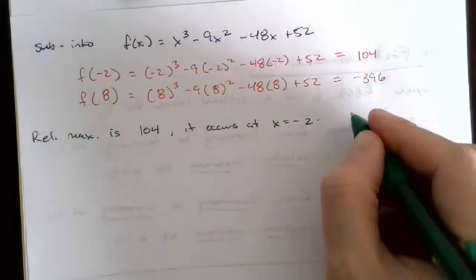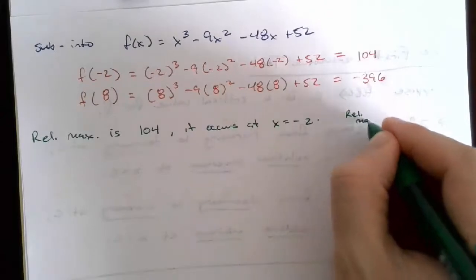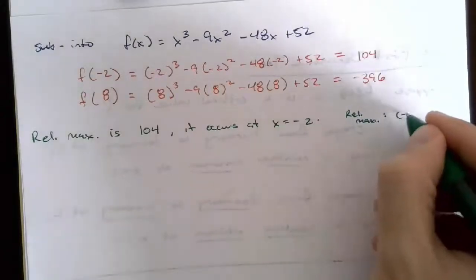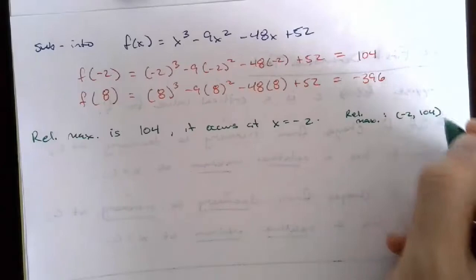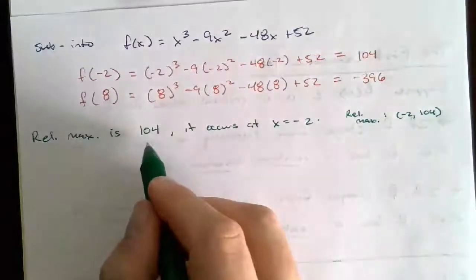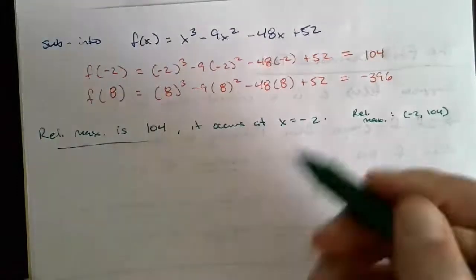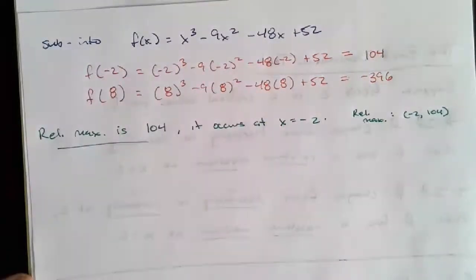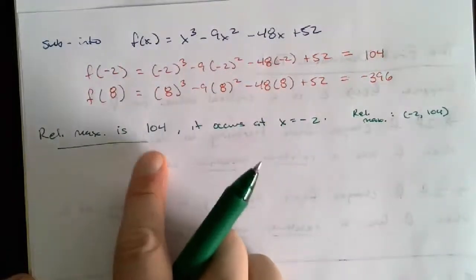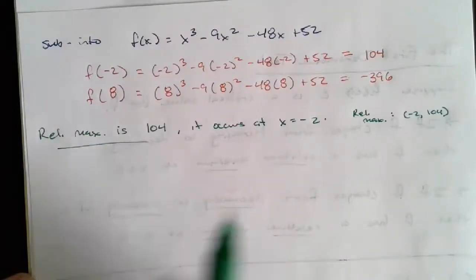And you might see this written as a point, right? So you might see the relative max listed as -2, 104, but understand that the y value is actually what the maximum is. So the relative maximum is the 104. It occurs at x equals -2, saying the highest y value locally there is 104.